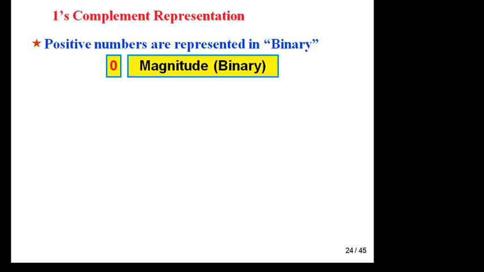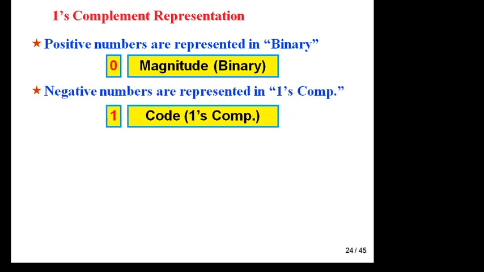Next is ones complement. For a positive number, the same method which we discussed in sign magnitude: 0 represents positive and the rest represents the magnitude. For negative, what will you do? In case of negative, the MSB is 1, meaning the sign bit will be 1, and for the remaining bits just determine the ones complement of the remaining bits. Okay, there is a little bit of difference between sign magnitude and ones complement.